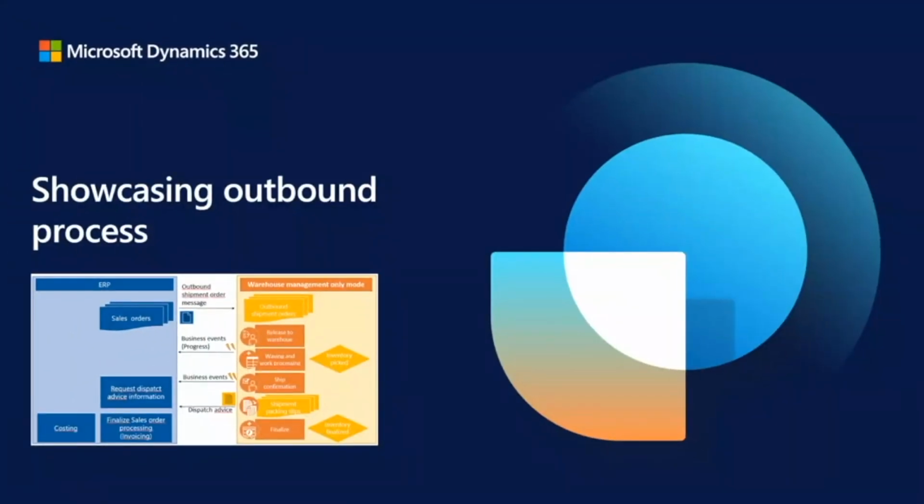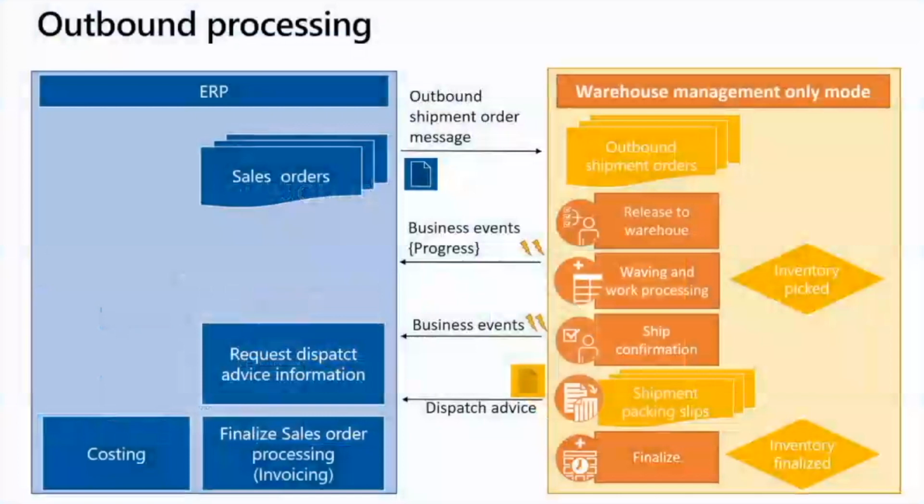The same concepts are also leveraged for the outbound flow. So the outbound flow is very similar in the sense of an outbound shipment order message, where there's a sales order, or it could be an outbound transfer order, or the other outbound flows for the external solution will be processed, and an actual outbound shipment order will be created as part of our message processing.